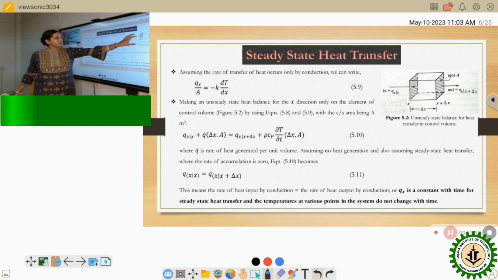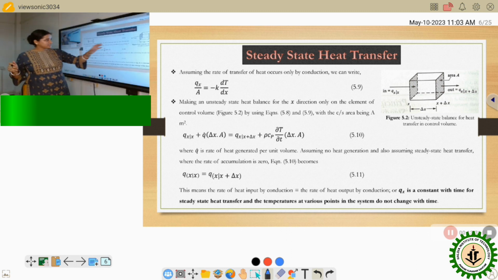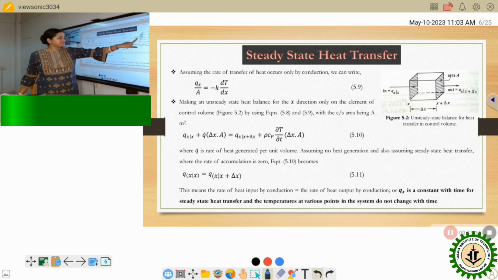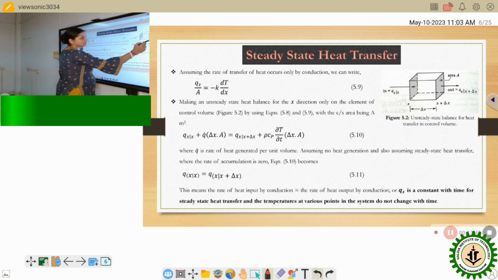Now consider one control volume here. We will discuss only conduction, that is, the heat balance using conductive heat transfer. Let us consider one control volume. This location is x, and this location is x plus delta x. Delta x is nothing but the thickness of the control volume. This is the face which is exposed to heat, and this is the face from where heat is going out. So from this area to this area, the thickness is delta x.